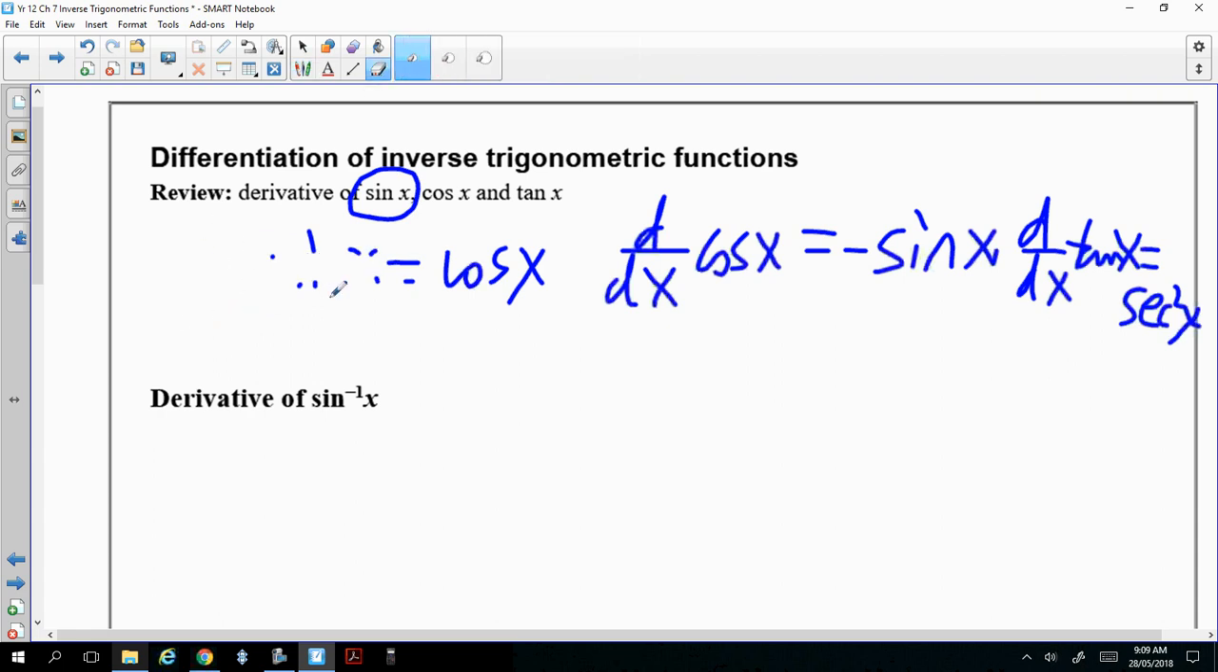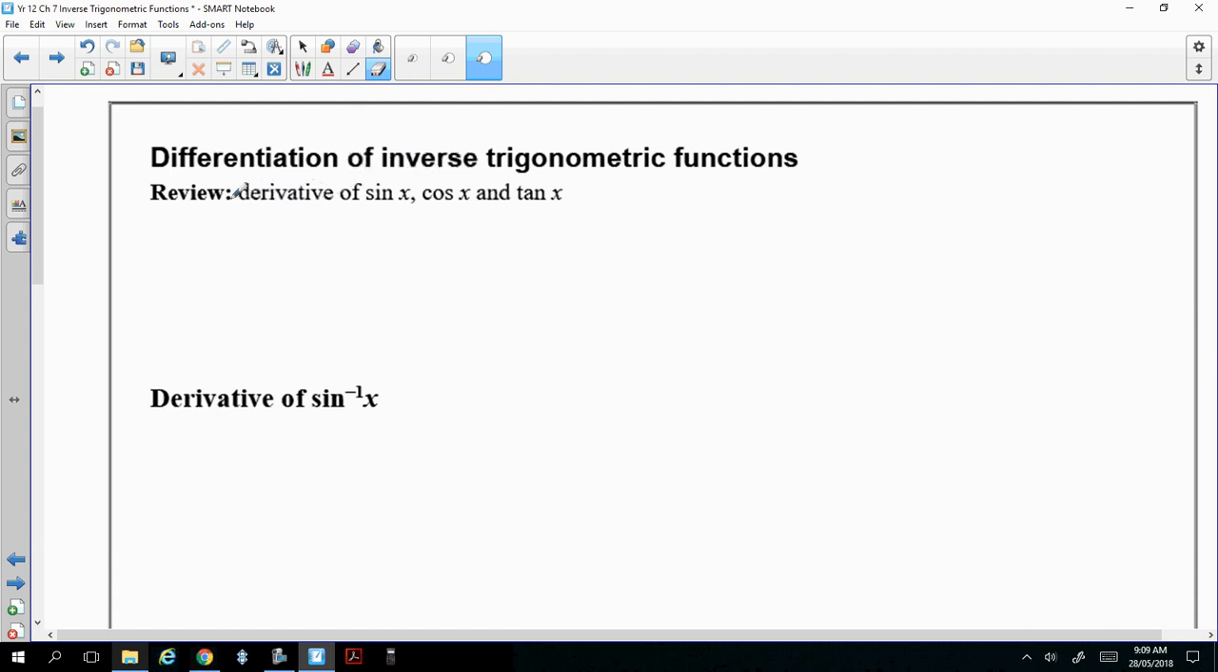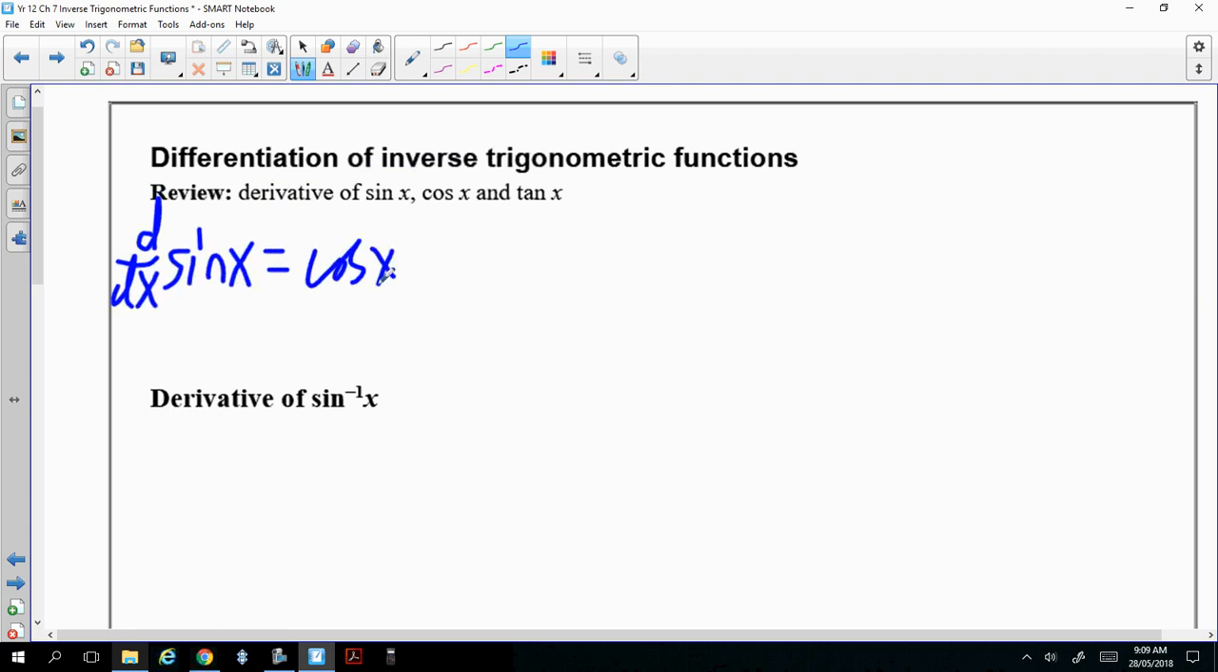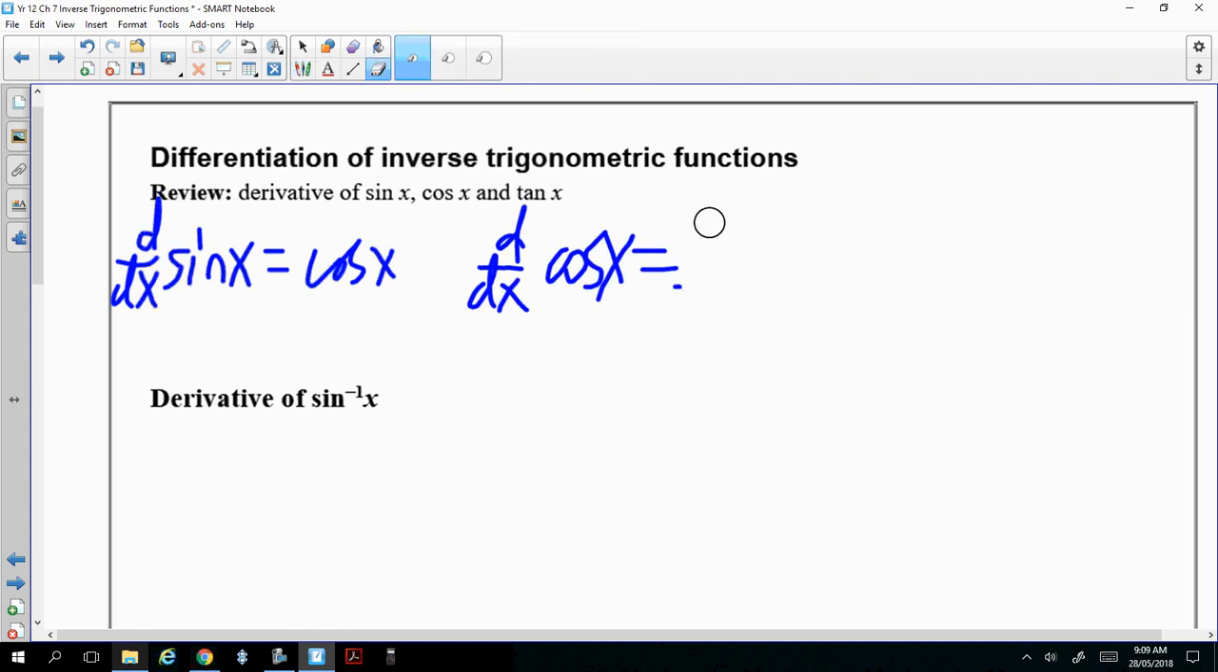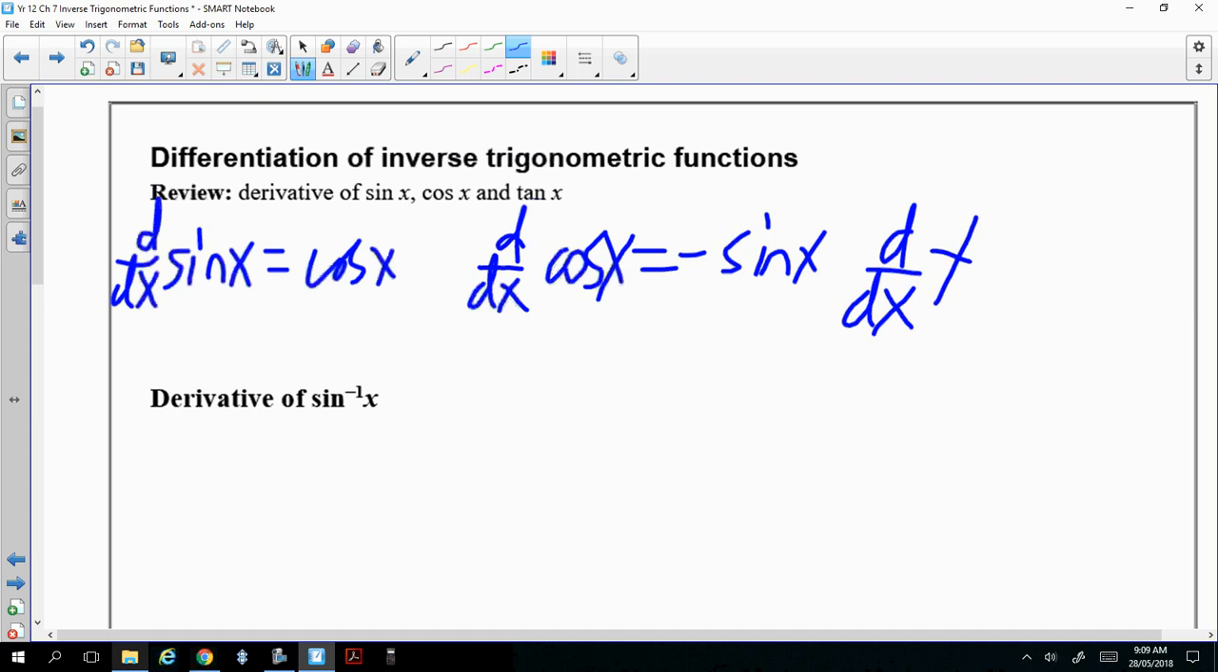Let's try again. Okay, so differentiate sine equal to cos. Differentiate cos is equal to negative sine. And then differentiate tan, you get sec squared. Okay, good. We're going to use these rules to differentiate sine inverse.